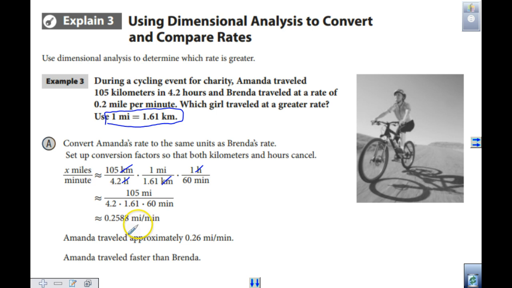And then at the very end, just take all the tops, and then all the bottoms, and then punch in the calculator.